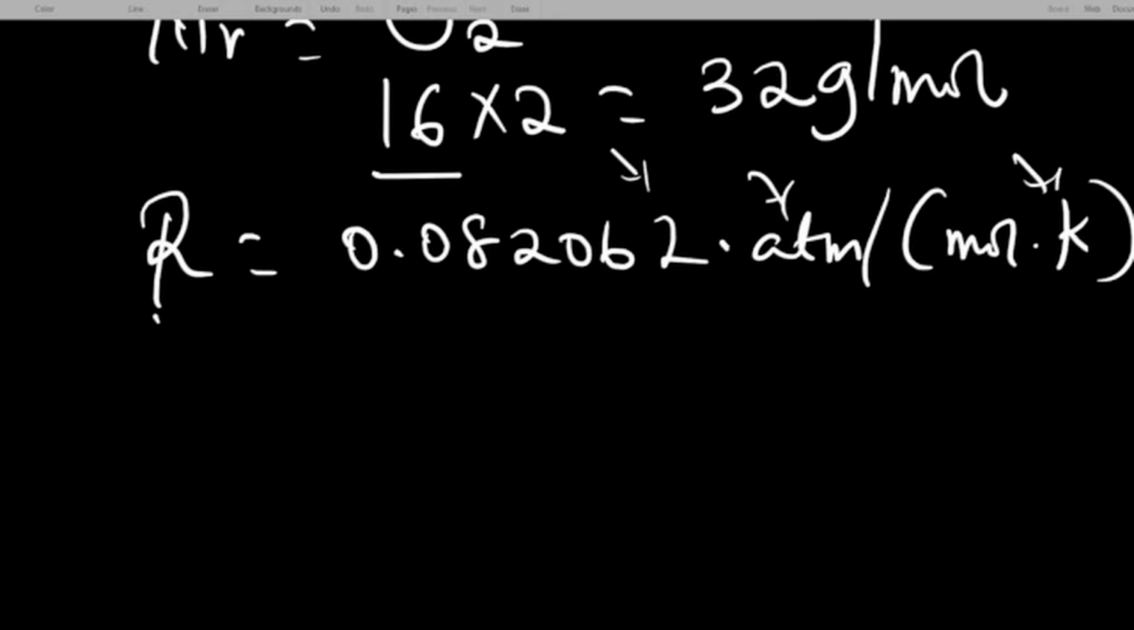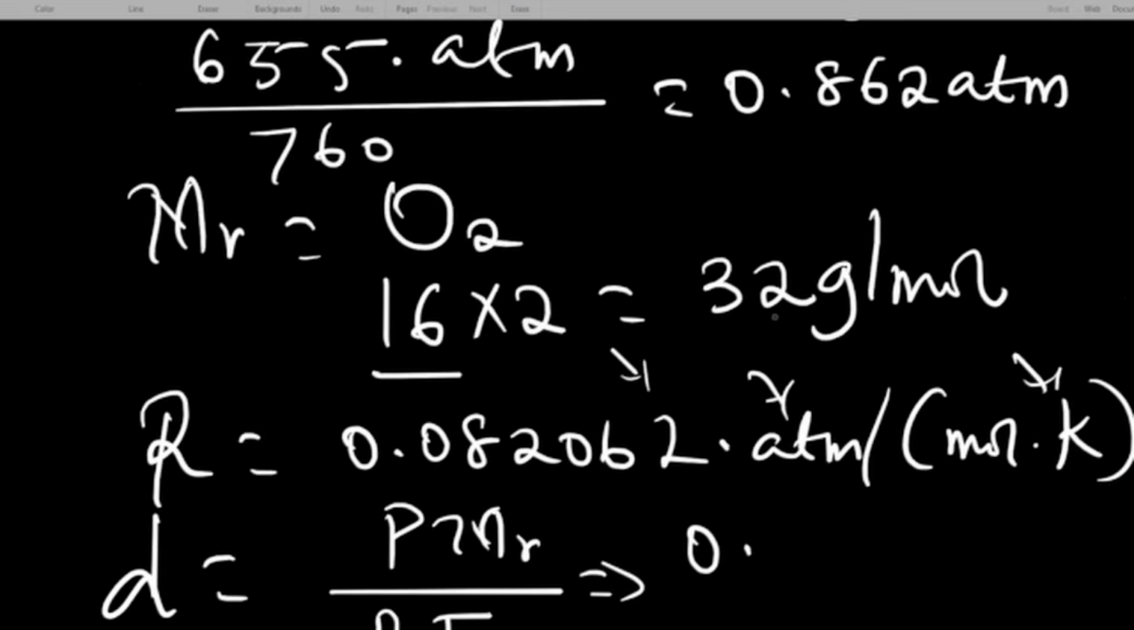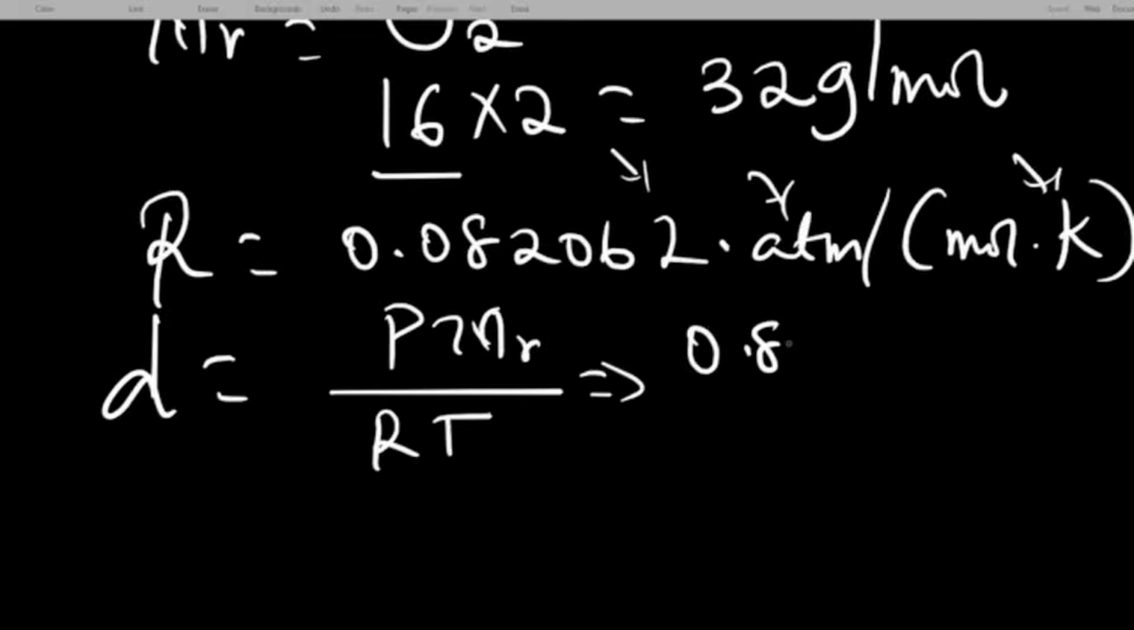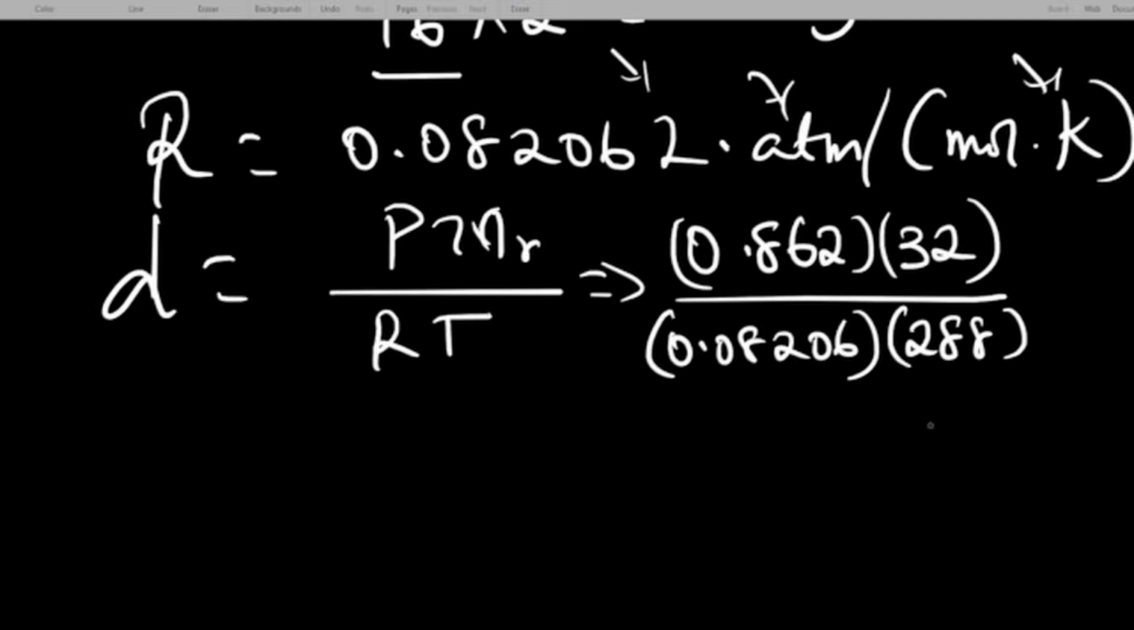Now let's substitute. We have our D equals P times molar mass over RT. Okay, so what's our pressure? Our pressure, we got it to be 0.862. So we have 0.862 multiplied by the molar mass of oxygen gas, which is 32, and then over the ideal gas constant, 0.08206, multiplied by the temperature, which we found to be 288. Okay, so let's work this out and see what we're going to get.